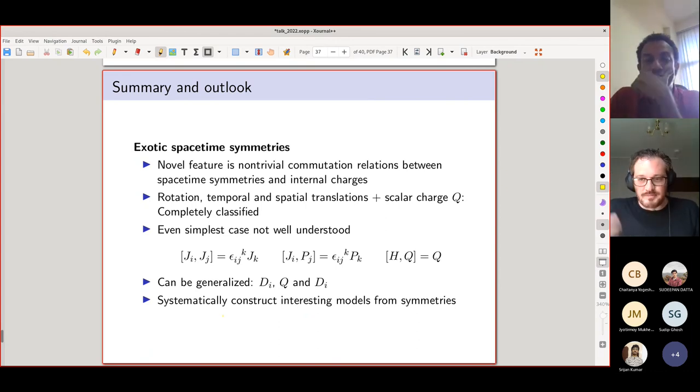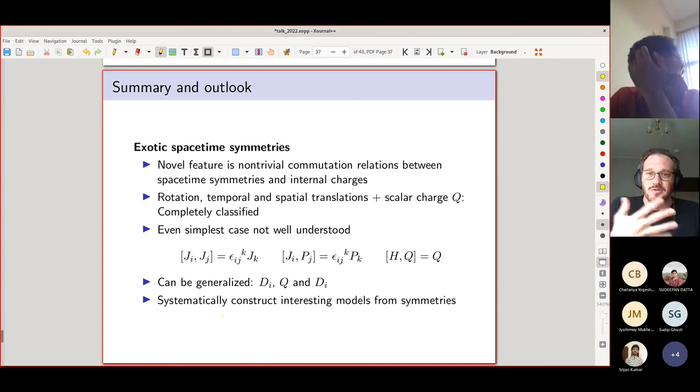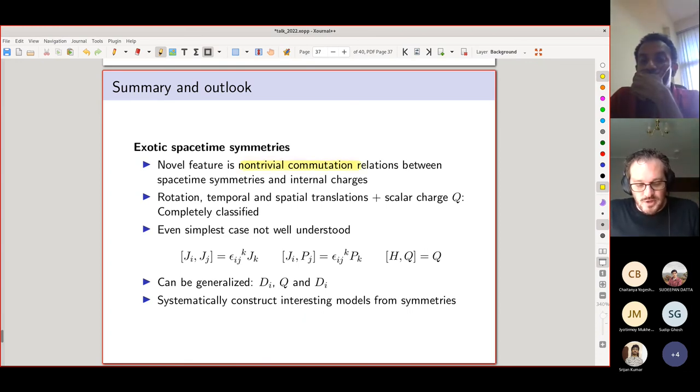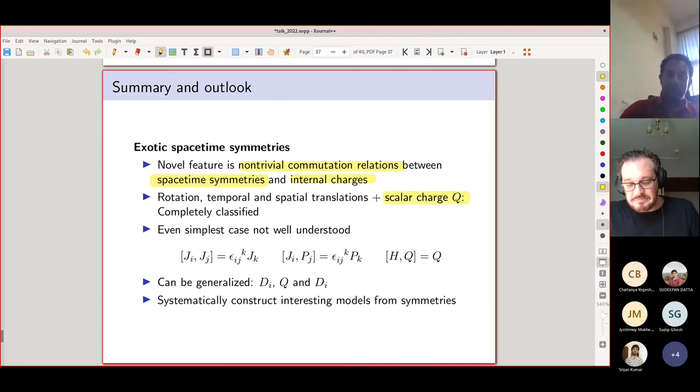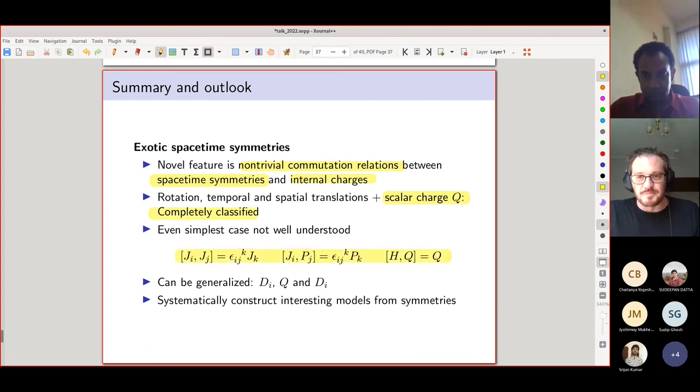And the novel feature that these theories have, or maybe also well known to some people, is that there are some non-trivial commutation relations between the space-time symmetries and internal charges, which is a little bit unfamiliar for some, at least for me it was at the start. And we have completely classified this with a single scalar charge. And even the simplest case is at this point not very well understood.